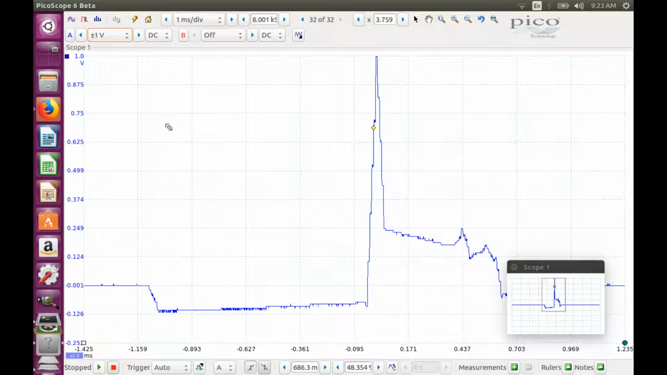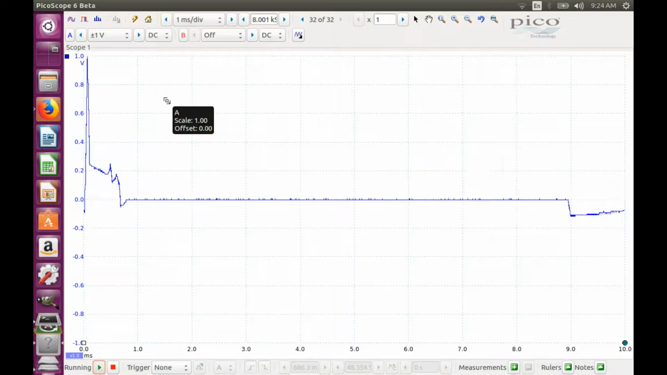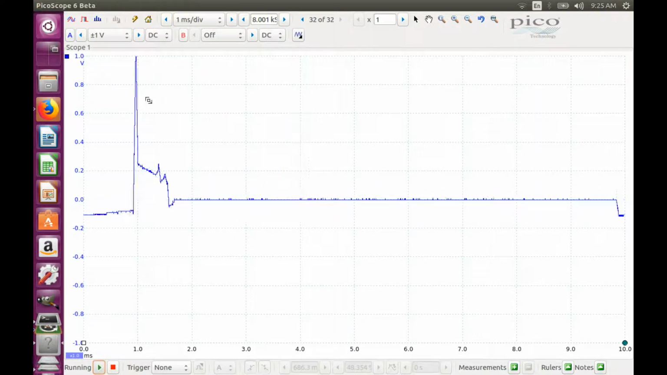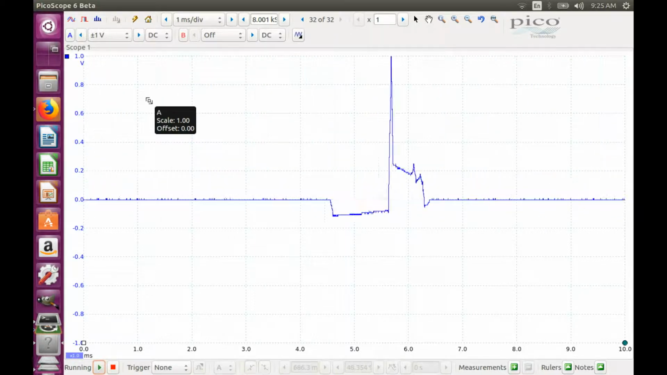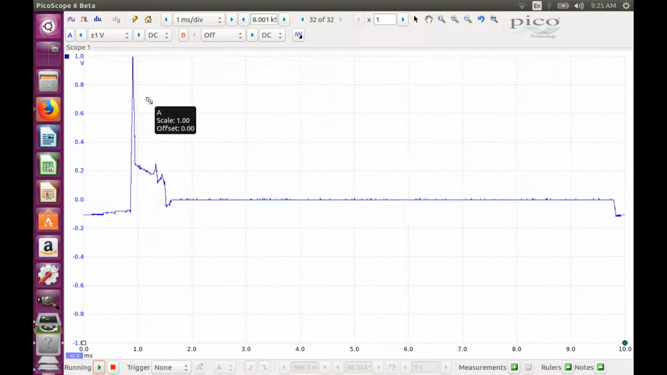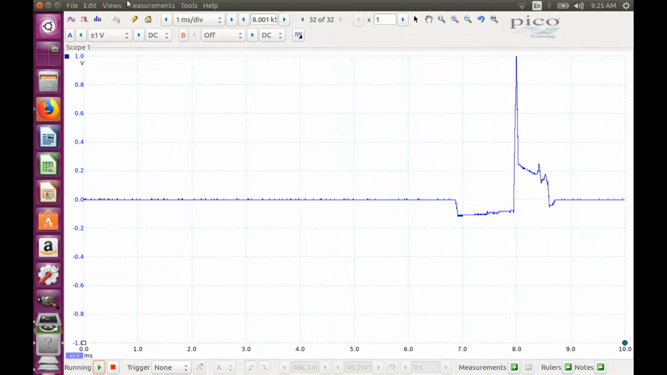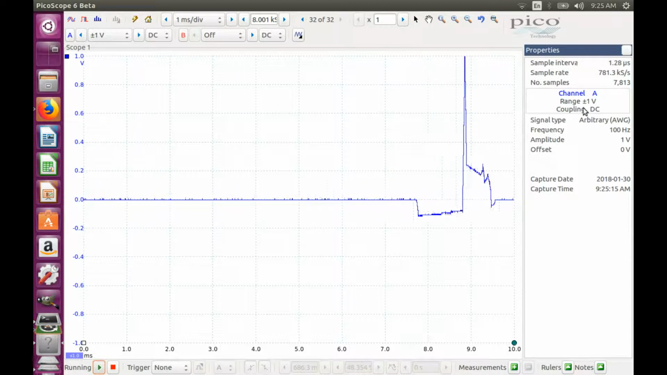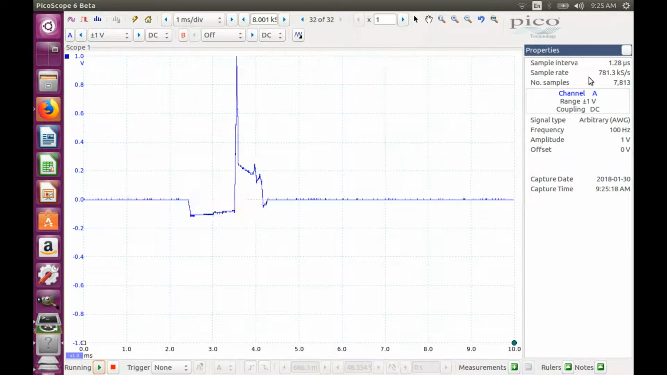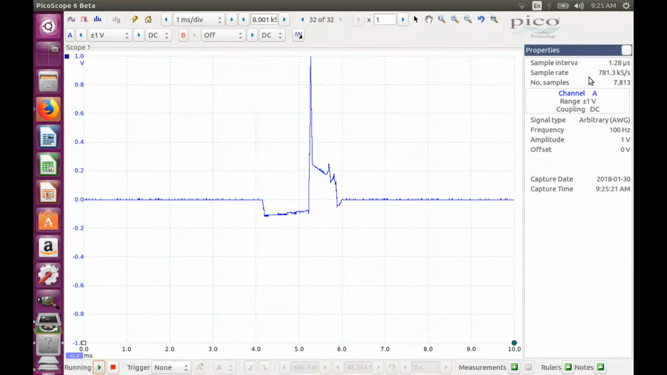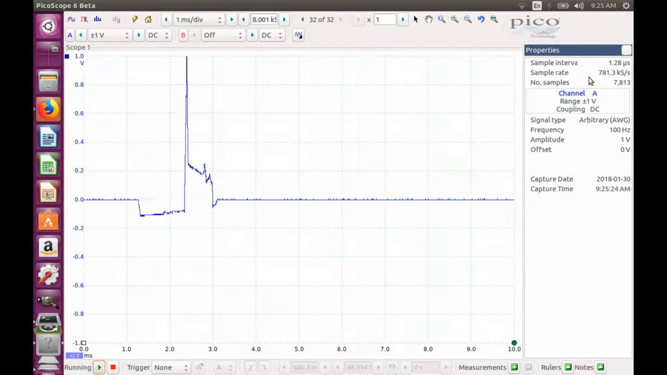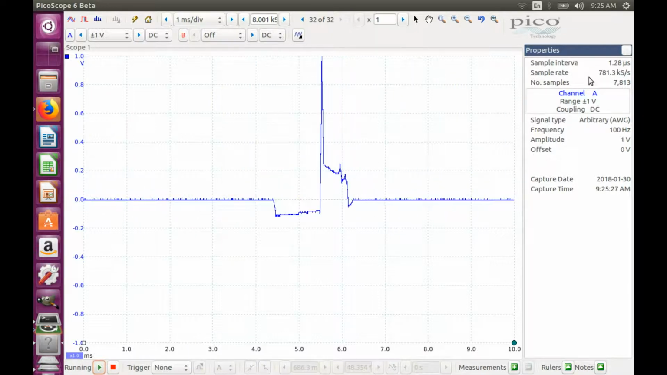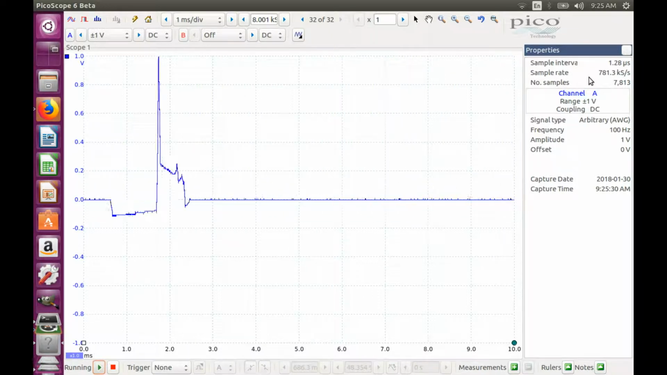Okay, so that's about the vertical range, but now what about the horizontal range? Right now we are sampling at 1 millisecond per division, but what is the sample rate that is used by this oscilloscope? To know that, we need to go to View Properties and look at the properties dialog that gives us exactly that information. And actually I recommend having the properties dialog open at all times so that we can always check that we are using the proper settings.